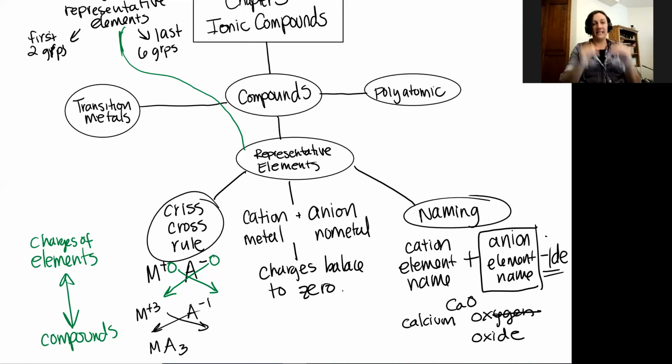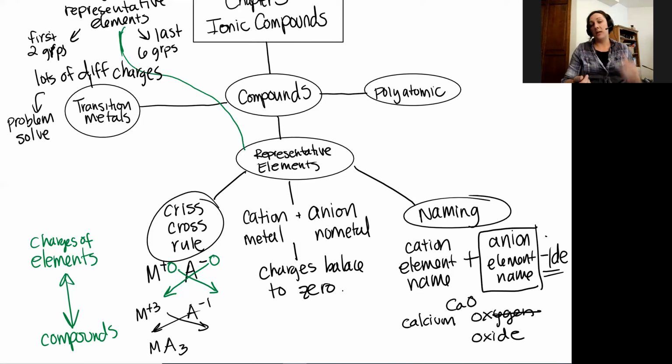Our transition metals can have lots of different charges. So just knowing where it is on the periodic table won't help you predict what its charge is, like we were able to do with our representative elements. So this means that we have to figure out what that charge is based on what it's bonded to. And so this means we'll have to problem solve the charge from the anion.